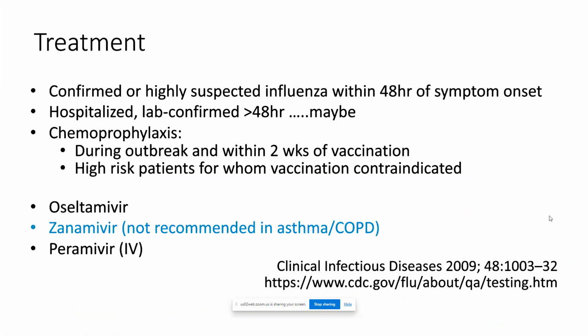Treatment for influenza, if you have a confirmed or highly suspected case, within 48 hours of onset of symptoms, that's the key thing. It might help. It can reduce some symptoms. It might prevent you from getting too sick. The key is it's got to be given early. The problem is it's the only thing we've got.